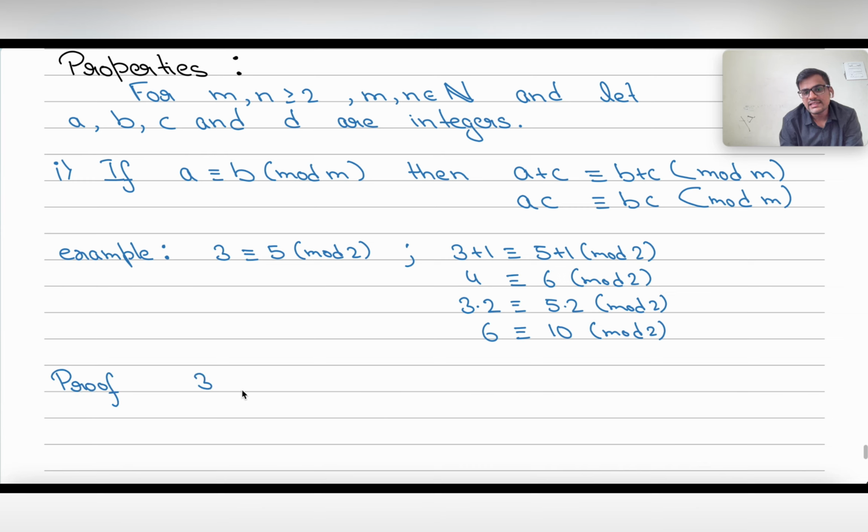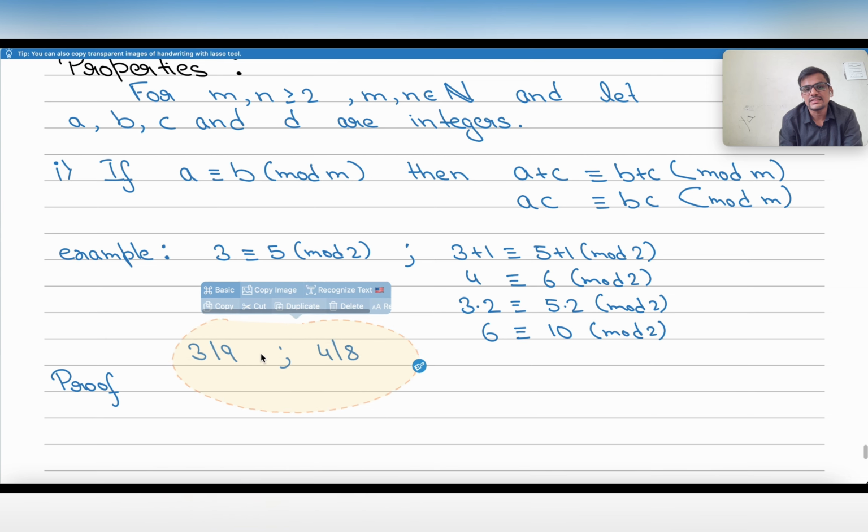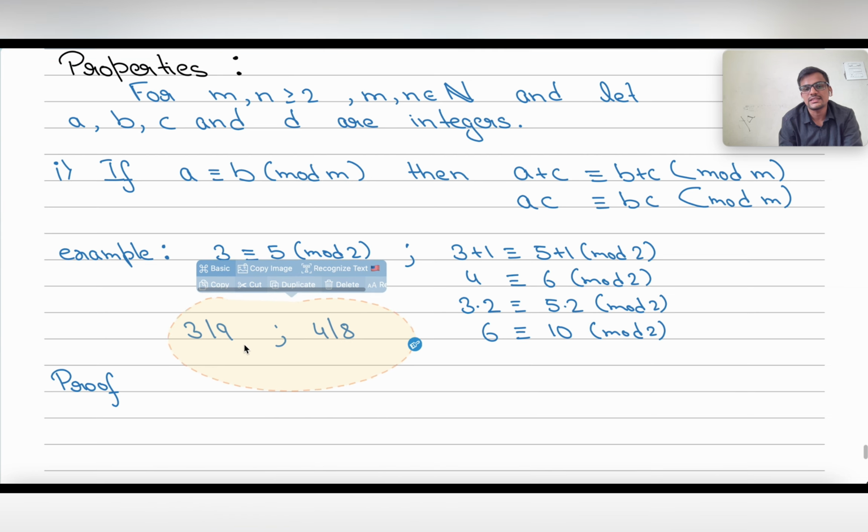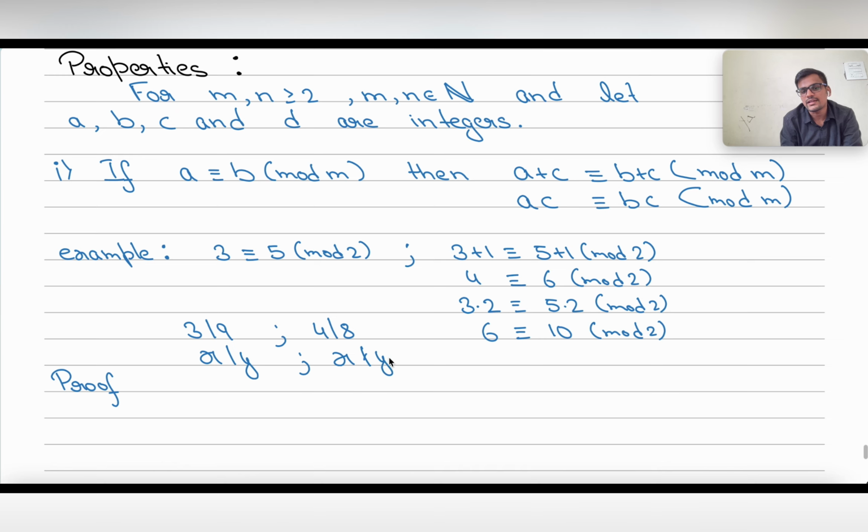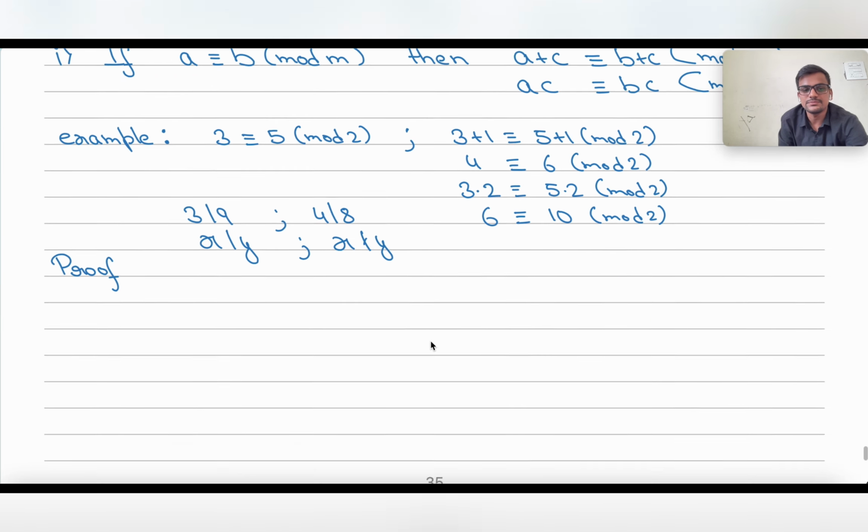See, 3 is dividing 9, so I will write 3 divides 9. 4 is dividing 8, so I will write 4 divides 8, right? So this is a symbol for saying that 3 is dividing 9 and 4 is dividing 8. So if x is dividing y, then I will write x divides y. And if x is not dividing y, then I will write x does not divide y. Fine. So this symbol is clear, right?